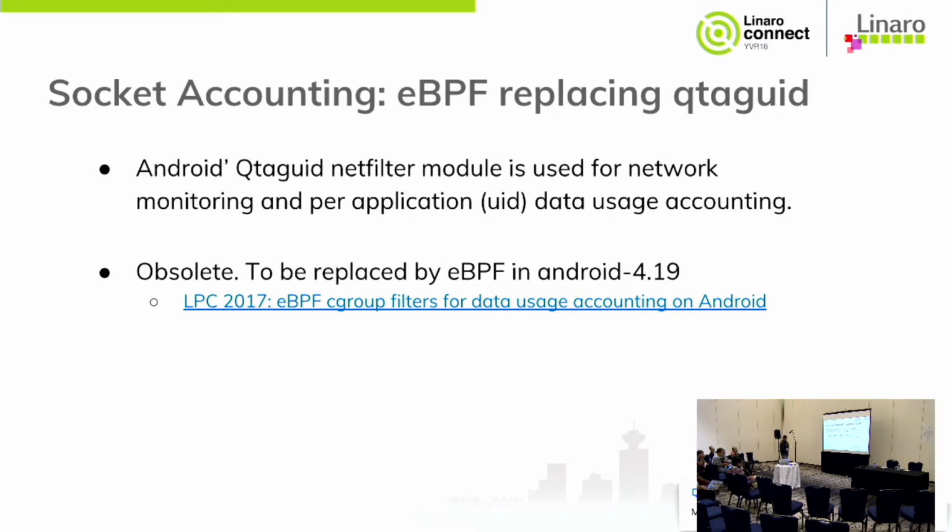Right. So in last LPC there was a talk on how you can use qtaguid with eBPF cgroup filters. I've listed a link here from the talk from last LPC. This patch set is still in the Android mainline tracking tree because there are a couple of user space dependencies which are still using qtaguid. So we are hopeful that maybe by the time 4.19 gets released, we should be able to get rid of the qtaguid patch set.